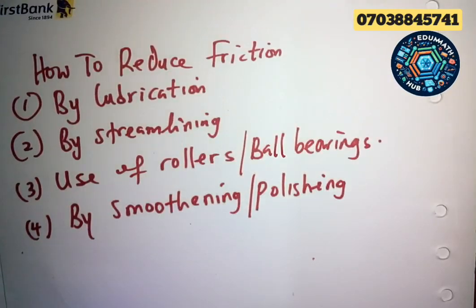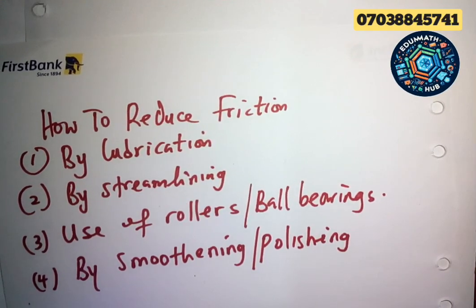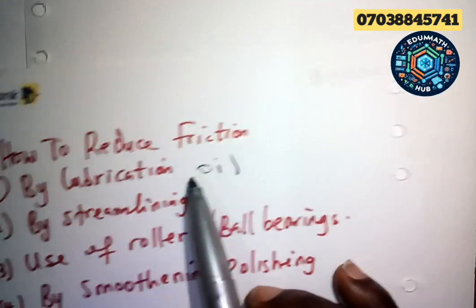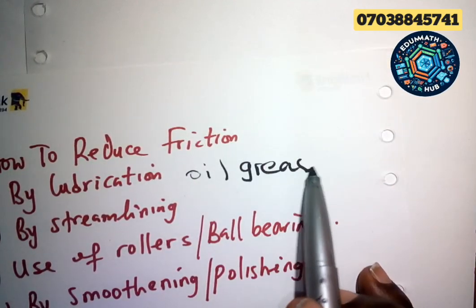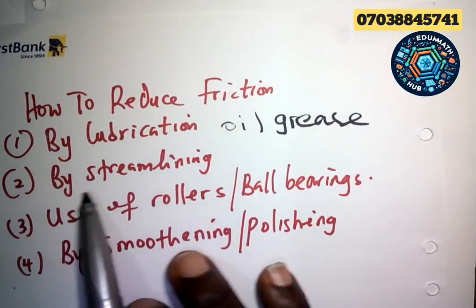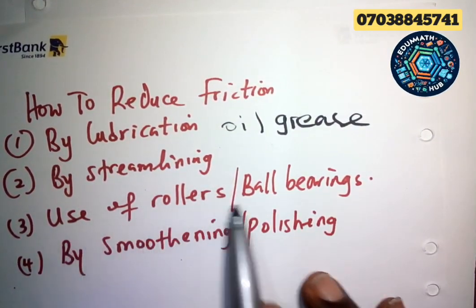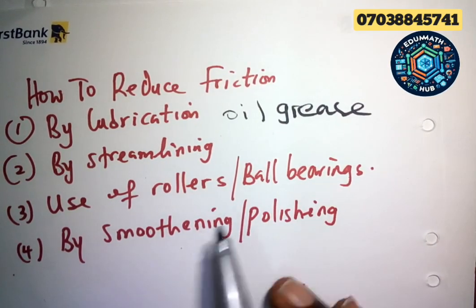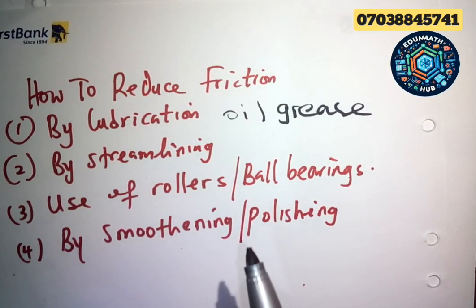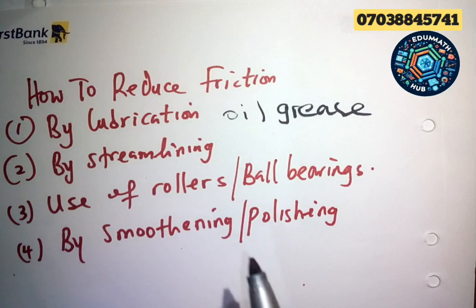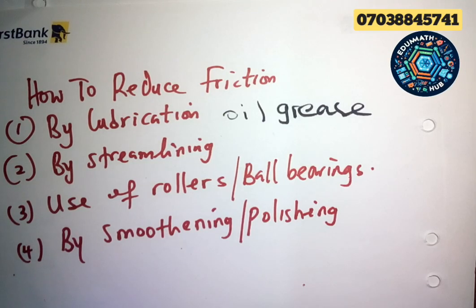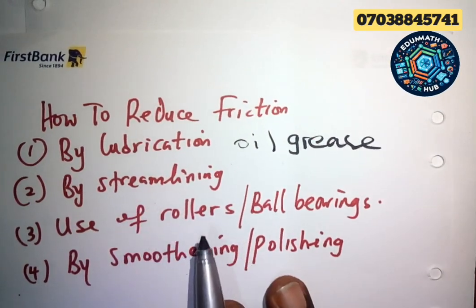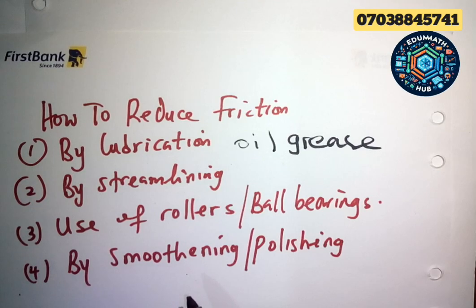So we'll move to the next part, which is how to reduce friction. You can reduce friction by lubrication. You can use oil, or you can use grease to reduce friction. You can also streamline the body. You can use rollers or ball bearings, like what you have in bearings. You can also use smoothing or polishing. When you polish the surface or rub it with powder, you can also call it powdering. When you powder the surface, and the two surfaces in contact are moving against each other, the friction will be reduced. So these four ways can be used to reduce the effects of friction.